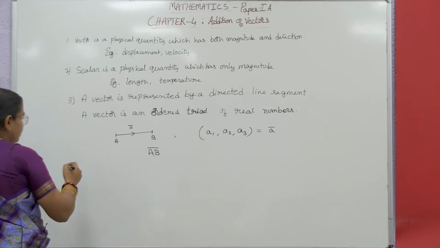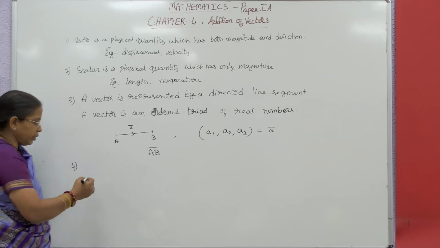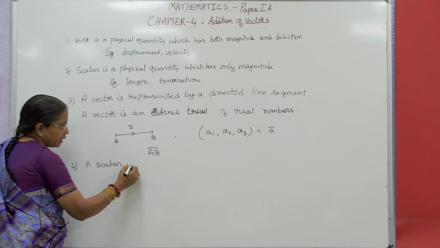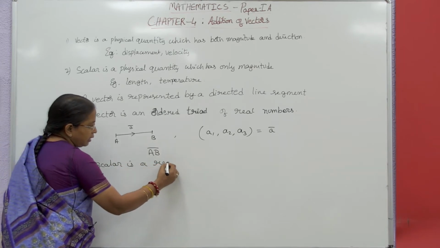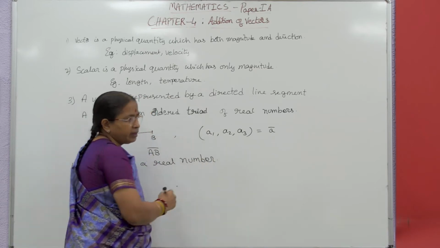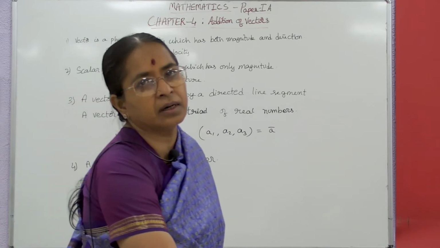Now scalar. Scalar is just a real number because it is having only magnitude. A scalar is a real number. So this is all about the notation.